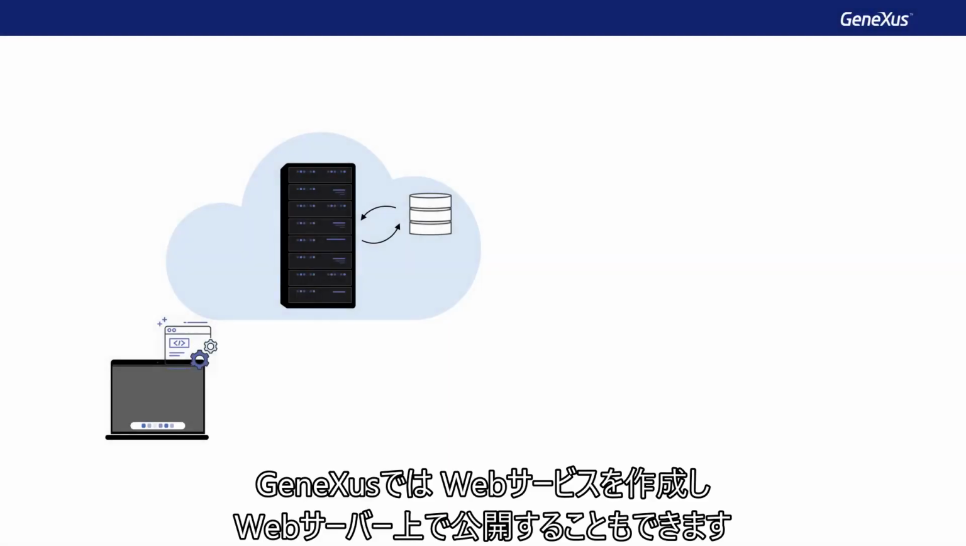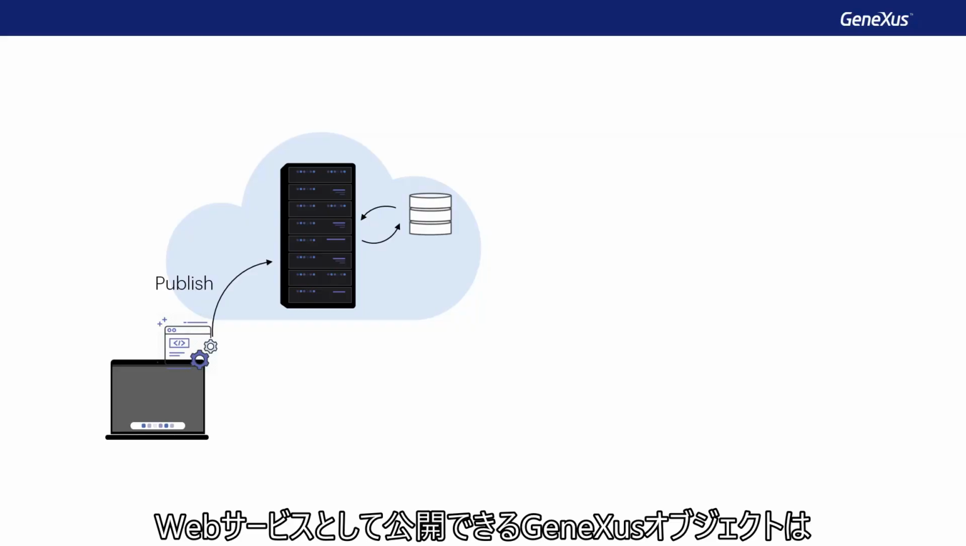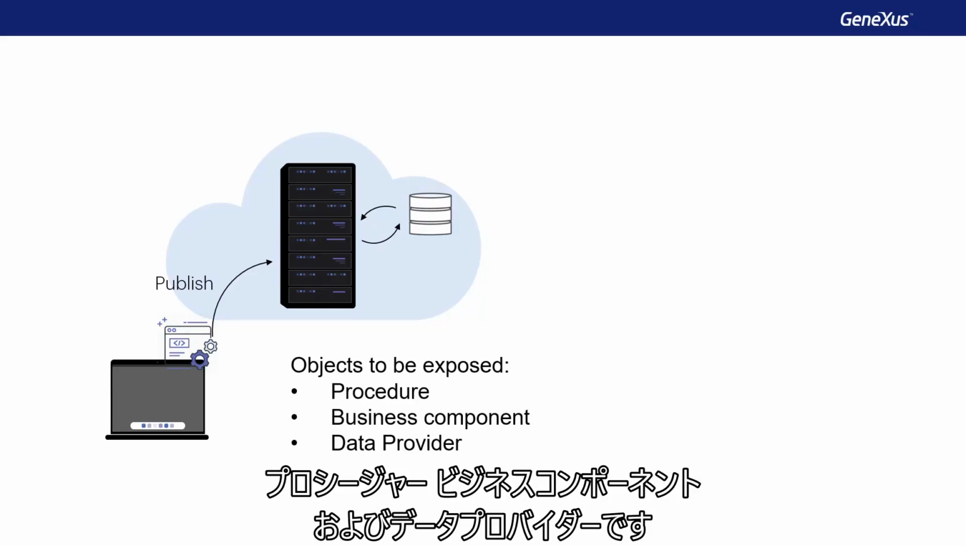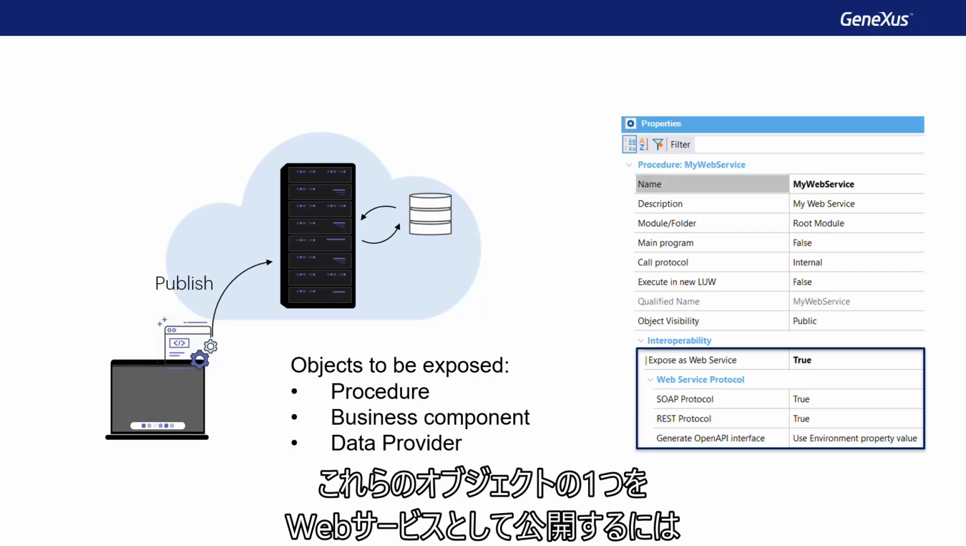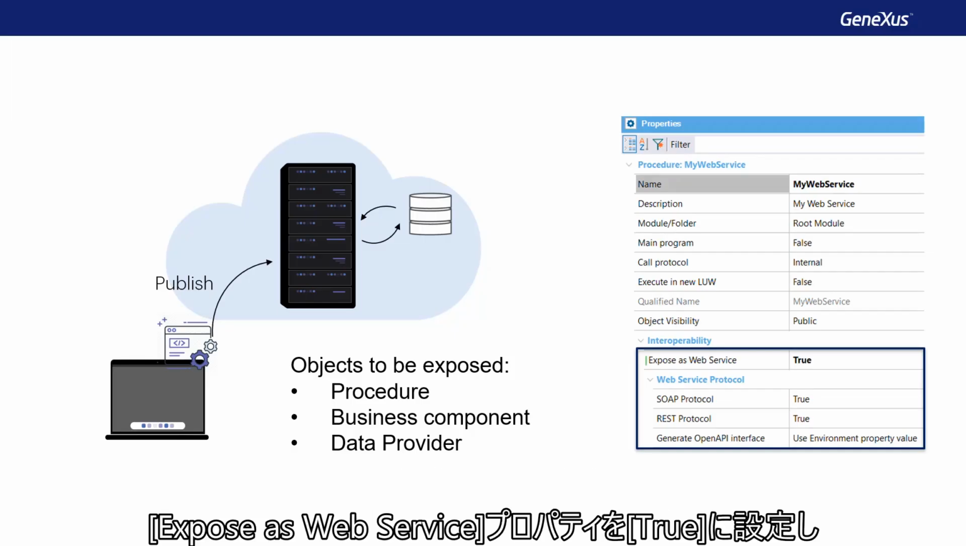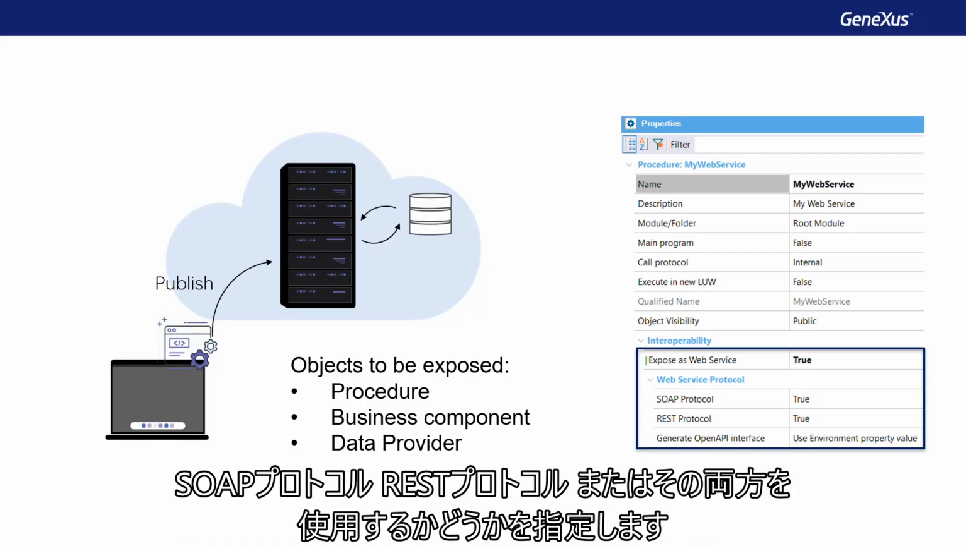GeneXus also allows creating web services and publishing them on a web server. The GeneXus objects that can be exposed as web services are procedures, business components, and data providers. To expose one of these objects as a web service, we set the property expose as web service to true and indicate whether to use SOAP protocol, REST, or both.